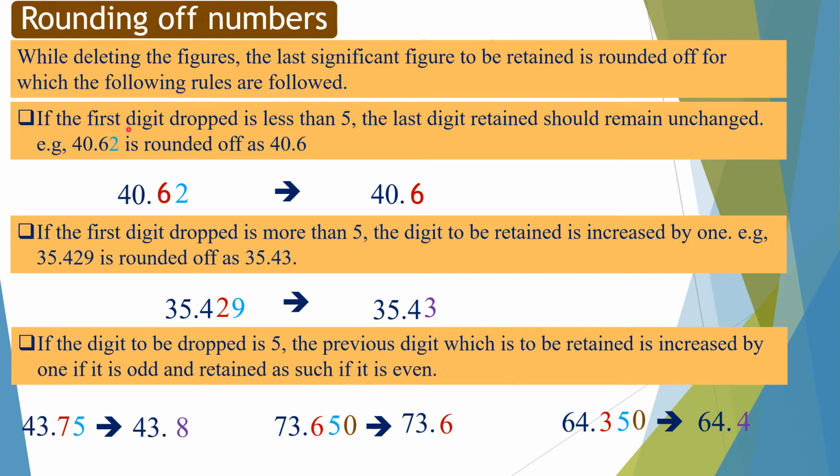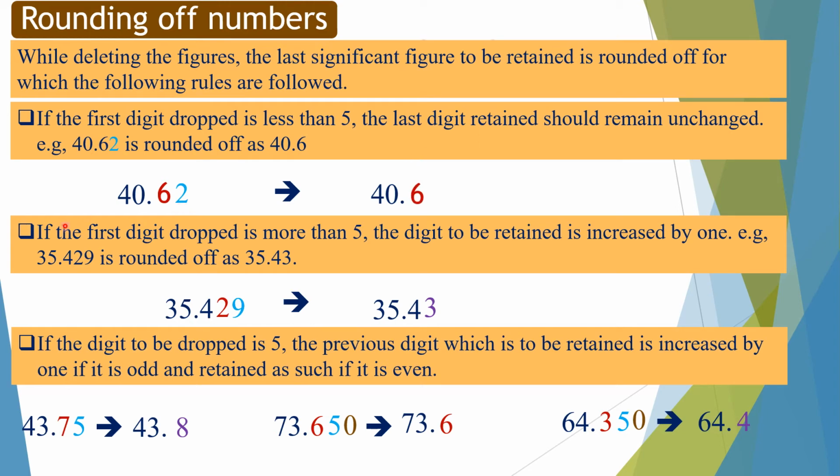If the first digit dropped is less than 5, the last digit retained should remain unchanged. For example, 40.62 is rounded off as 40.6 because the dropping digit is 2 and 2 is less than 5. So we don't change 6. According to the rule, the dropping digit is less than 5. So the last digit, which is 6 in this case, remains unchanged. So in this condition, 40.62 is rounded off as 40.6.